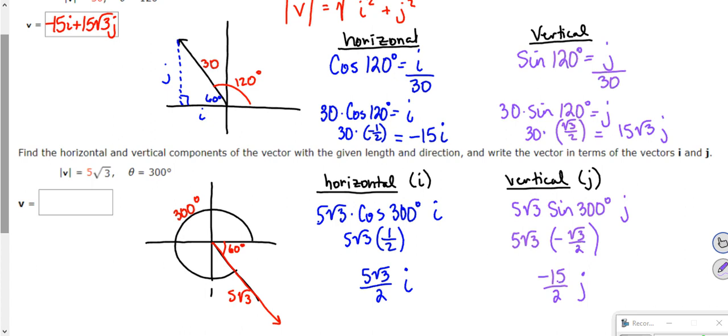Now, that's what goes in my answer then. I just add them together, or in this case, subtract since j is negative. But I'd have 5 root 3 over 2 i minus 15 over 2 j. That would be my answer. Okay? Hope everybody's okay with that. Okay, moving on.